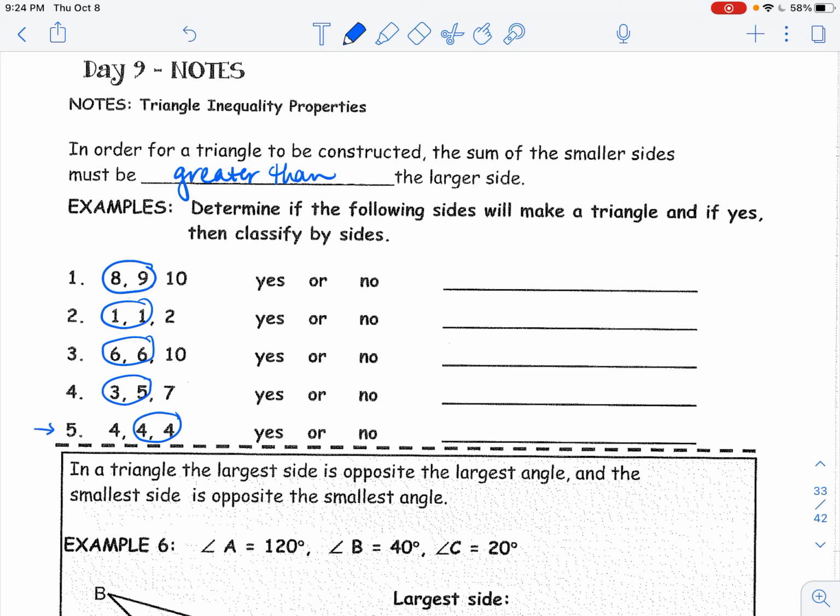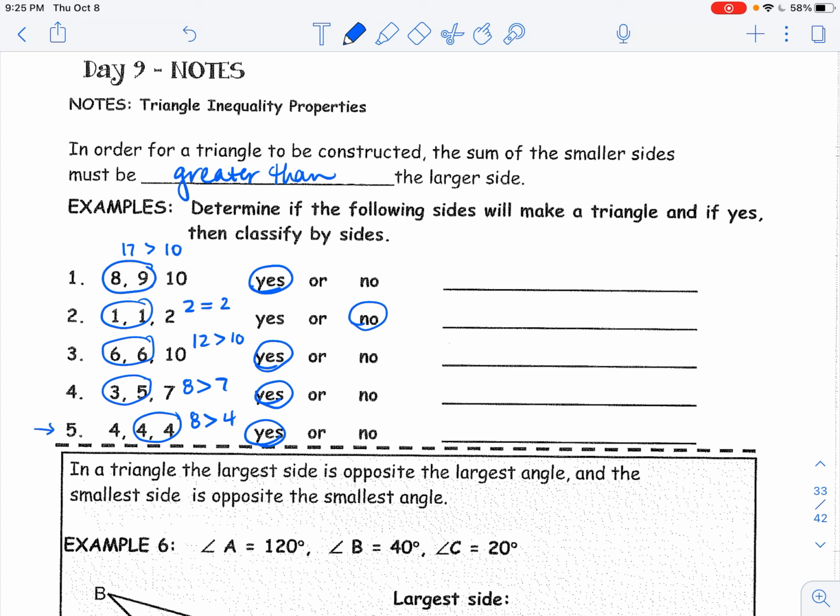Alright, so in problem number 1, 8 and 9 make 17. 17 is greater than 10, so yes, this is a triangle. 1 and 1 make 2, so no, because 2 is equal to 2, and it must be greater than. So this one's no. 6 and 6 is 12, which is greater than 10, so this is a yes. 3 and 5 is 8, which is greater than 7. And 4 and 4 is 8, which is greater than 4.